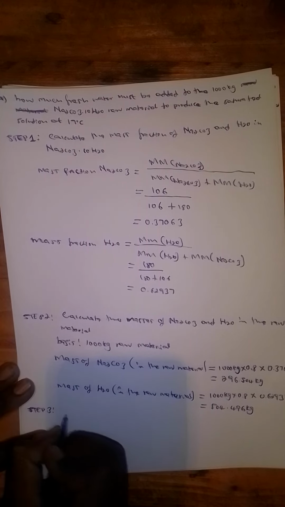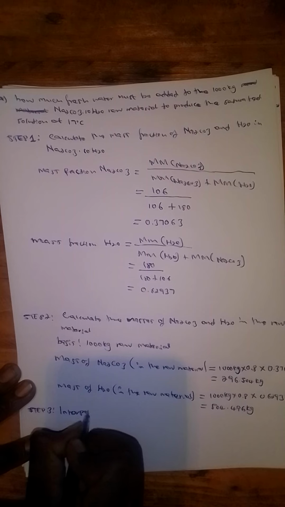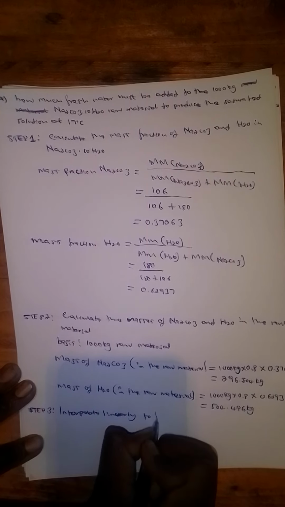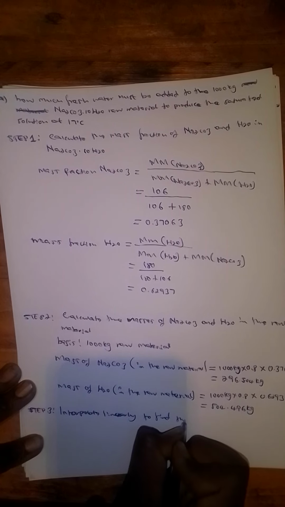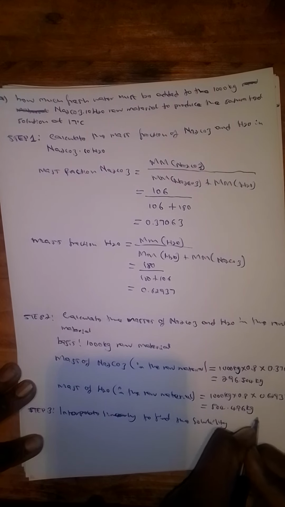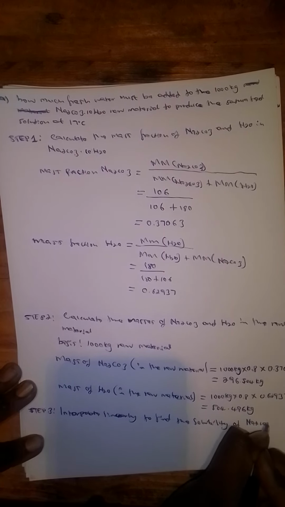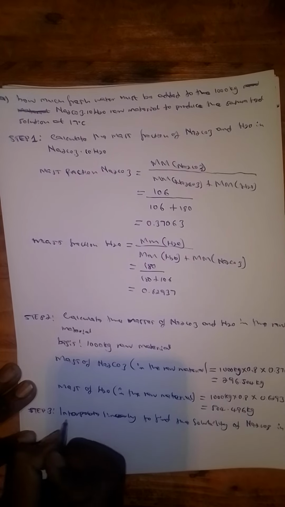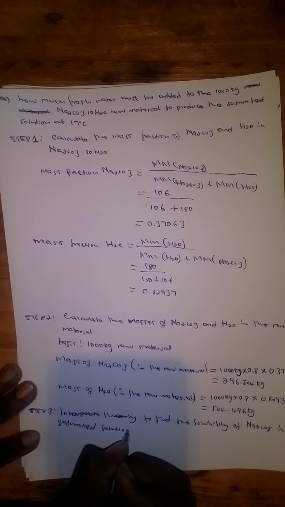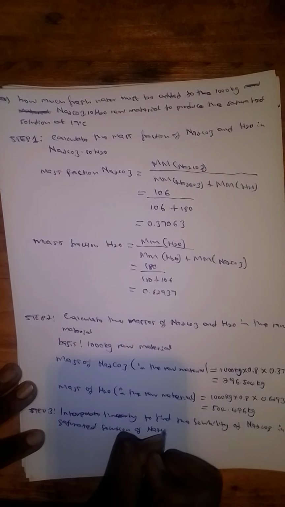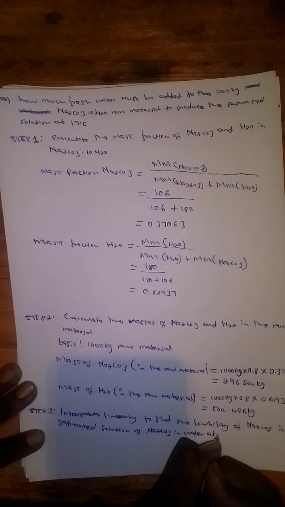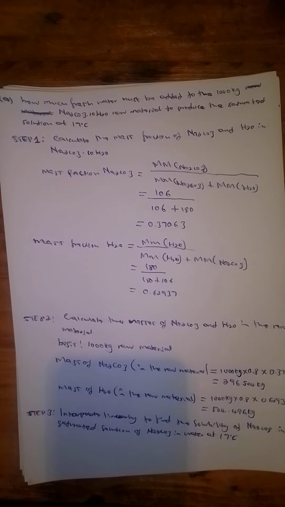So our step 3, we're going to interpolate linearly to find the solubility of Na2CO3 in saturated solution of Na2CO3 in water at 17 degrees Celsius. I hope my handwriting is visible. So that is our step 3.